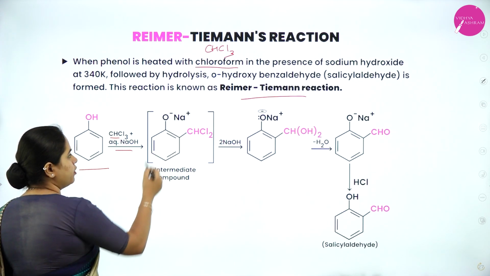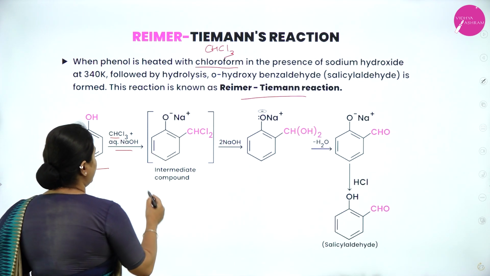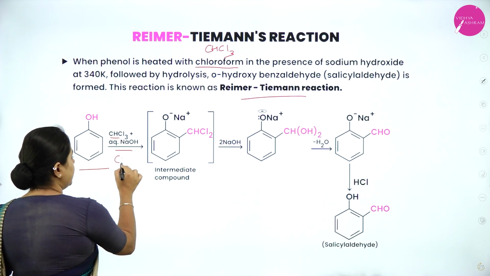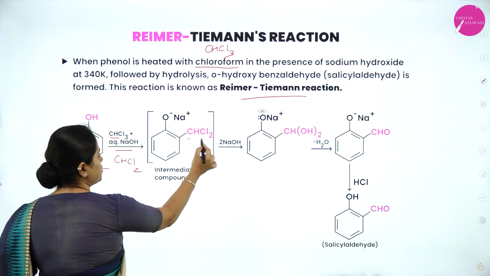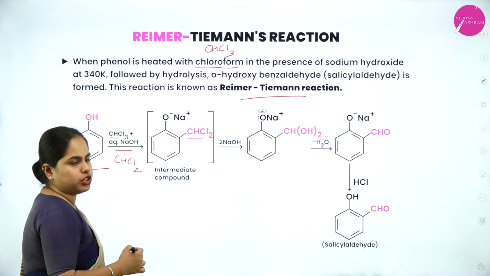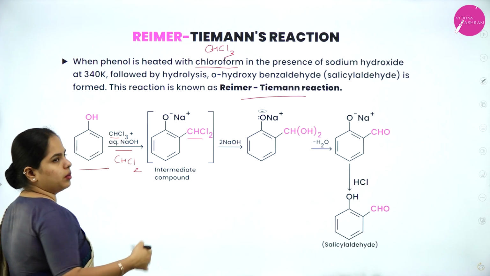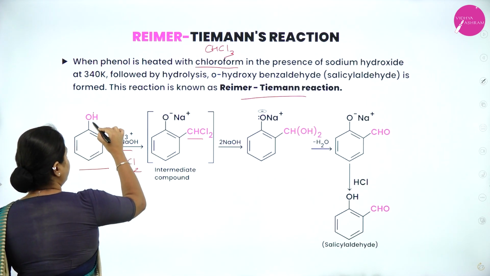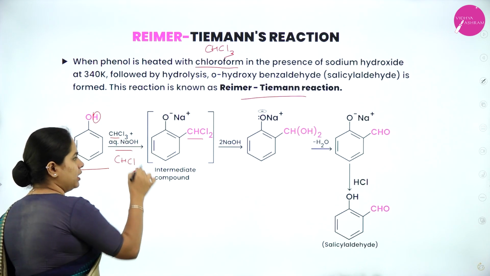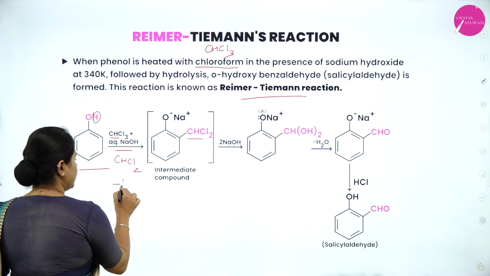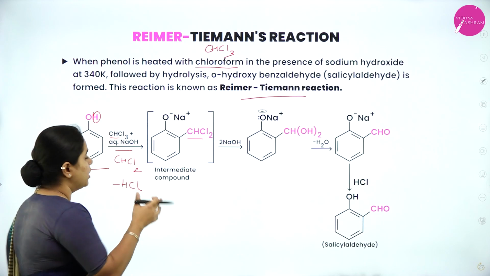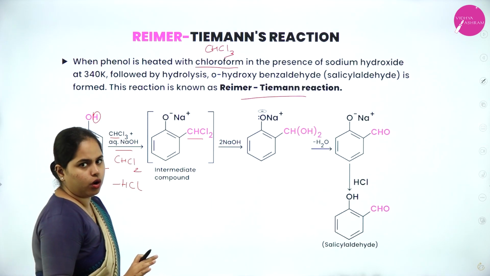Again, sodium phenoxide will be formed and what happens? From the chloroform, CHCl2 will be substituted in the ortho position. That means HCl will be removed from here. That is, you have one hydrogen here and out of the Cl3, one Cl will be removed as HCl. What will be present here? CHCl2 will be substituted in the ortho position.